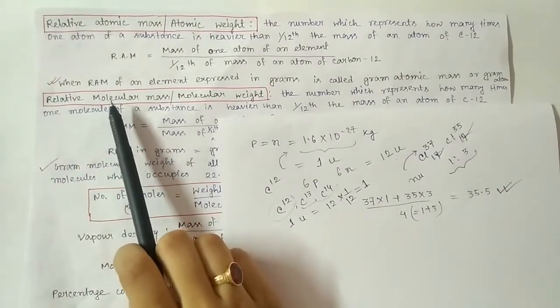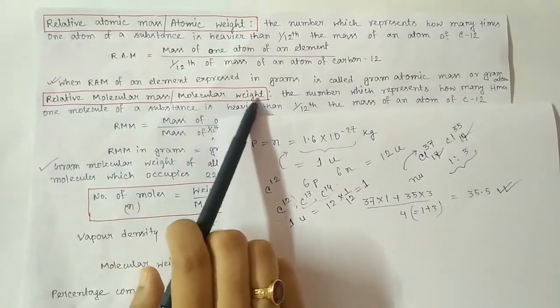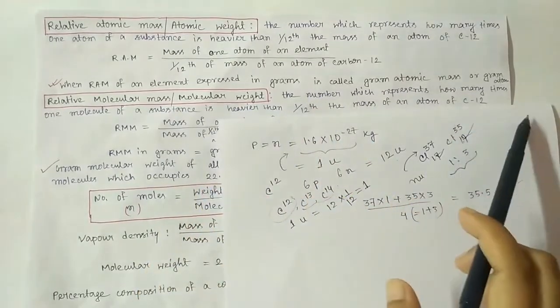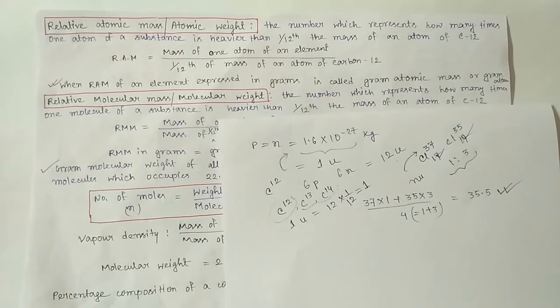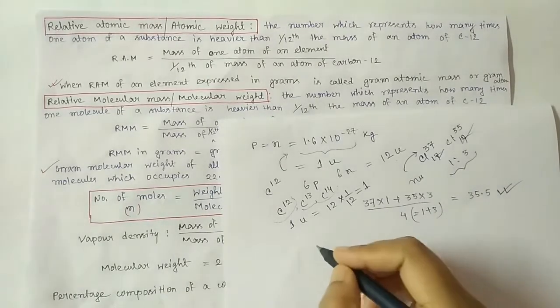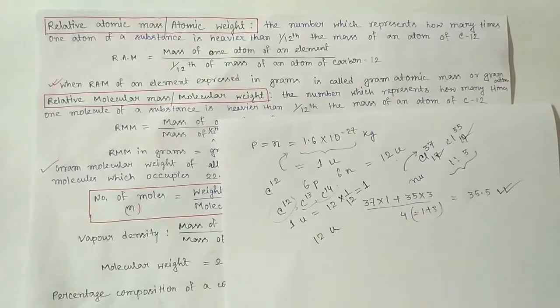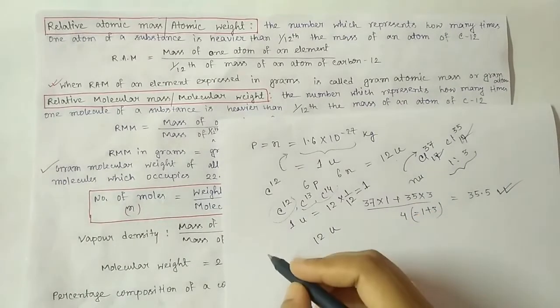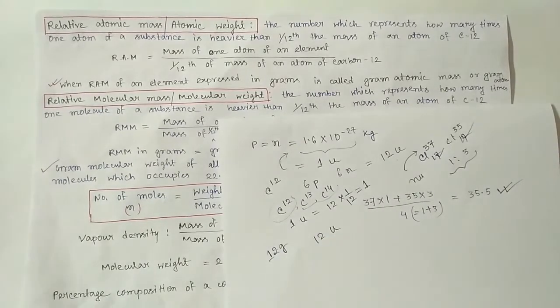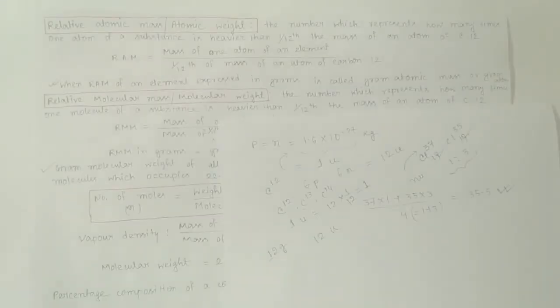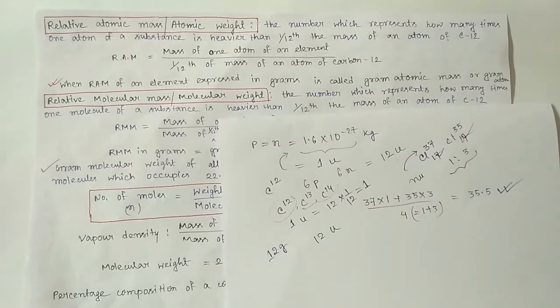Now, there is another thing. When the relative atomic mass of an element is expressed in grams, it is called gram atomic mass or gram atom. For example, C12: just now we determined that carbon 12 has an atomic mass of 12 U. Now if we convert it into gram, we can say that the atomic mass of carbon is 12 gram. Now, in this 12 gram, we cannot say that one atom of carbon has a mass of 12 gram. But actually it is a combination of atoms that makes the weight 12 gram.